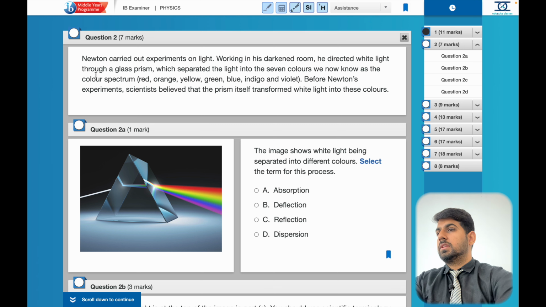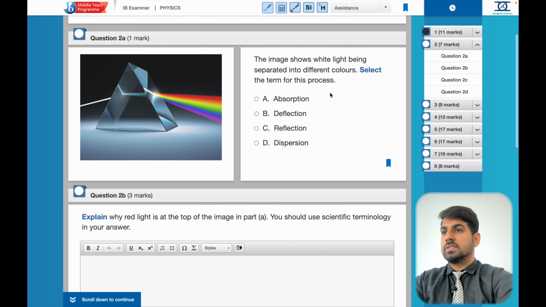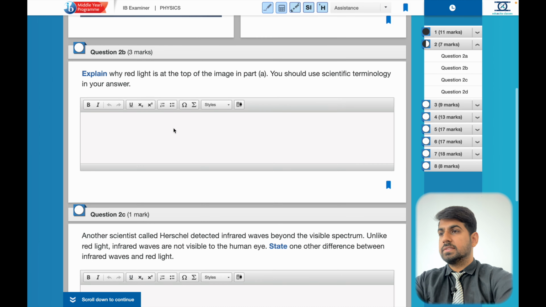Now you can see here Newton carried out an experiment on light. Working in his darkened room, he directed white light through a glass prism. This is a glass prism which separated the white light into 7 constituent colors. We know the 7 VIBGYOR colors. Before Newton's experiment, scientists believed that the prism itself transformed white light into these colors. So we have to first do A, select the term for this process. This is nothing but the dispersion of white light into 7 colors. So the process is known as dispersion. So option D is the right answer.